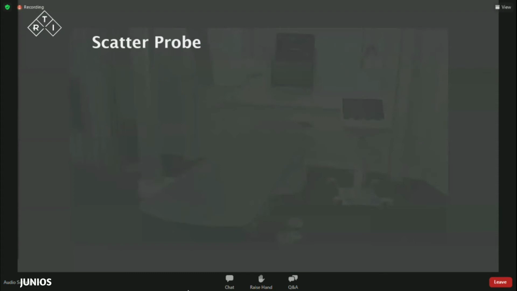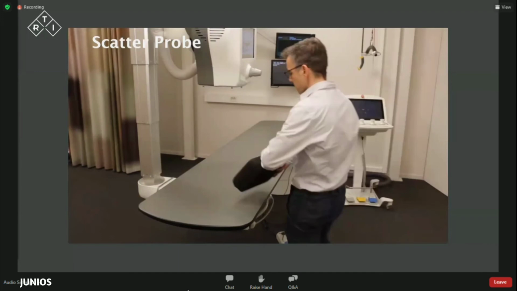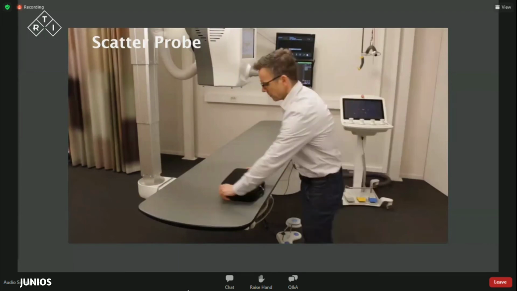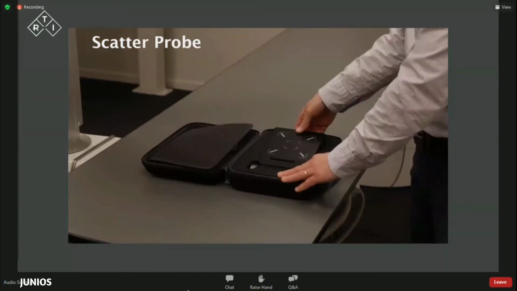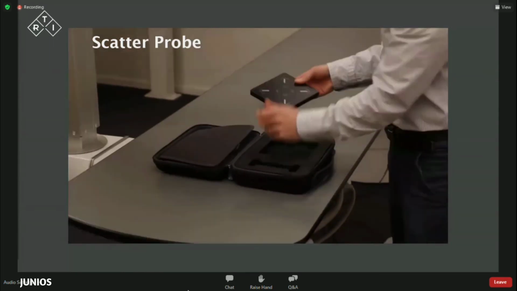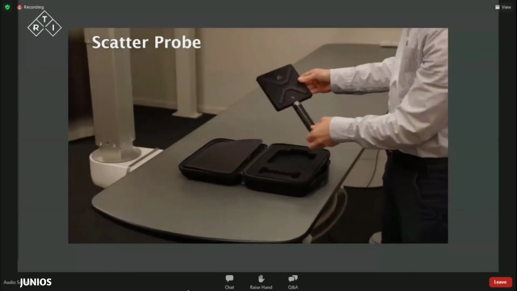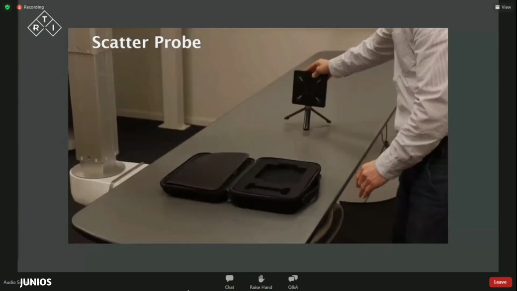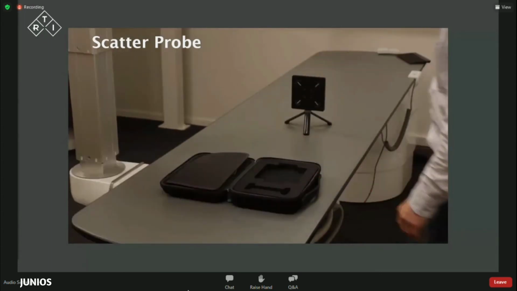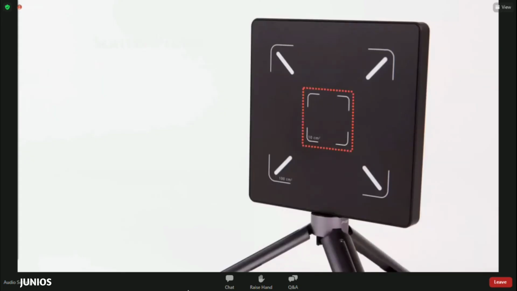In this example, we have the RTI scatter probe, which was recently launched at the RSNA 2020. And it comes in a soft shell case. In this case, you have the scatter probe with the handle that folds out into a tripod and allows the probe to stand on any suitable flat surface. And the scatter probe has two sensor areas. One is the 100 cm² and another one is the 10 cm².